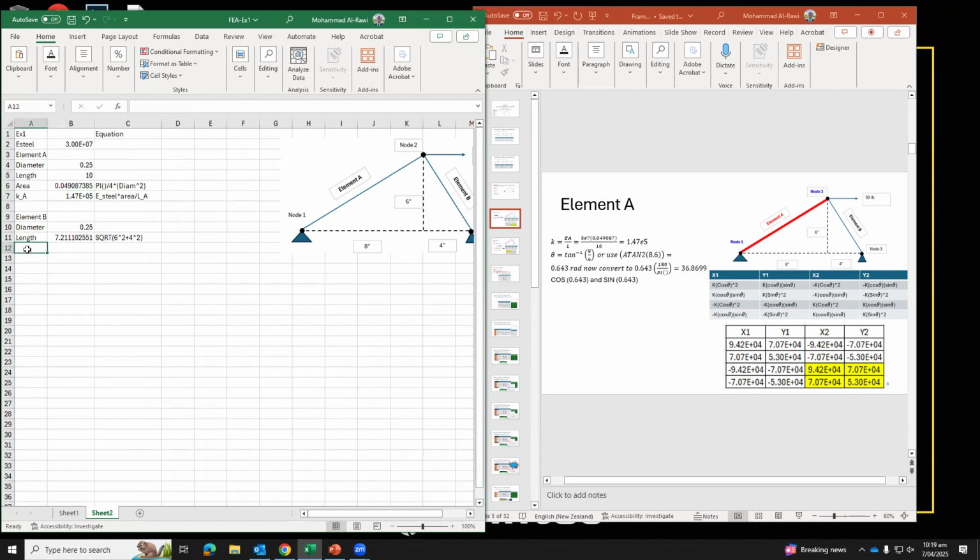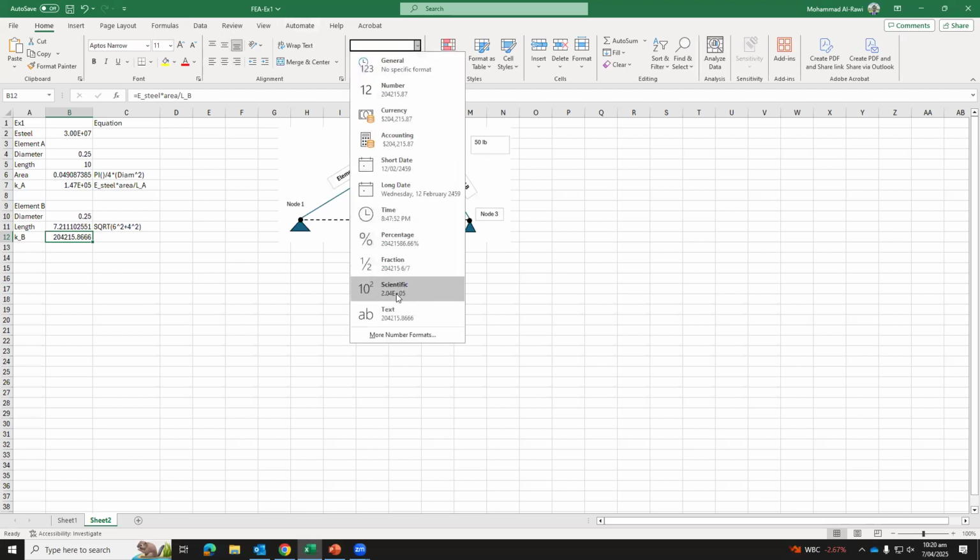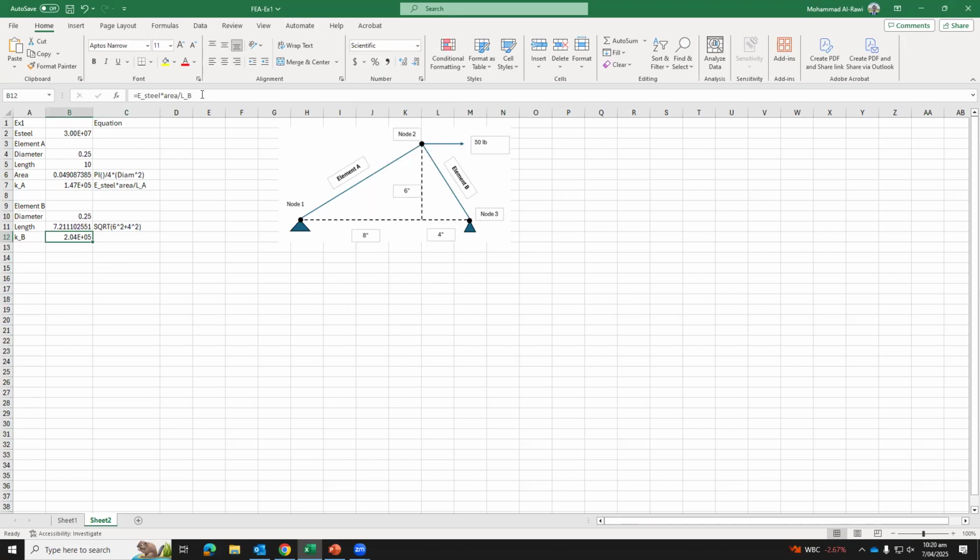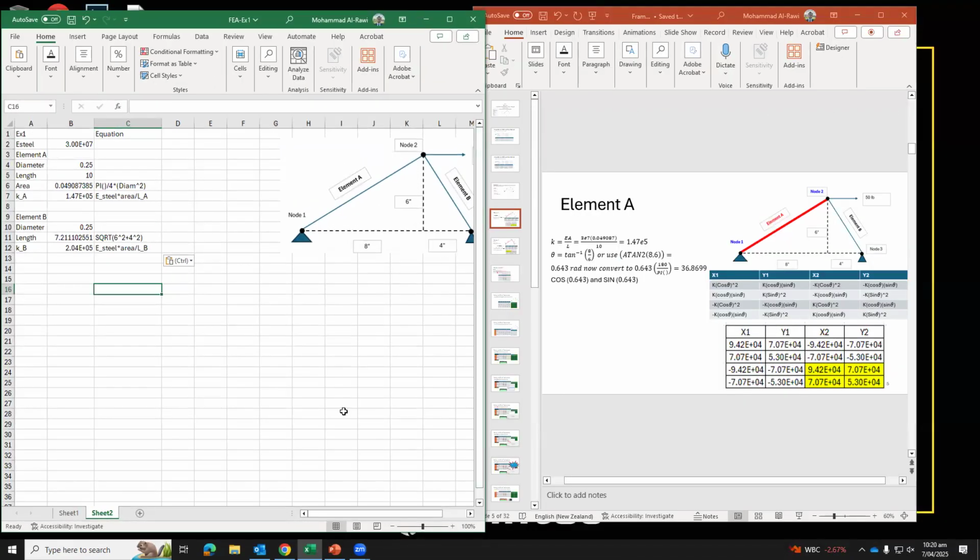Can we do the same thing for K for B? The same thing. We repeat that. So equals, the equation says E steel multiplied by the area divided by the length of element B. And then you click enter. Again, I'll convert that to be a scientific number. And for simplicity, so if you want to follow this later, you can just see the equation next to it. And that way, very nicely, you can see equations for each one of them.